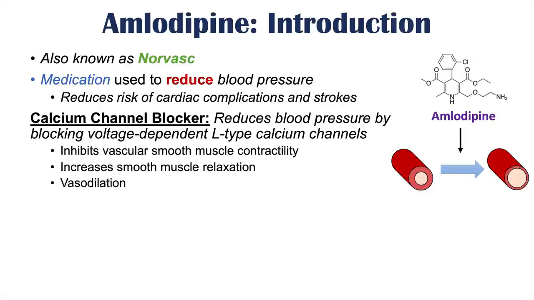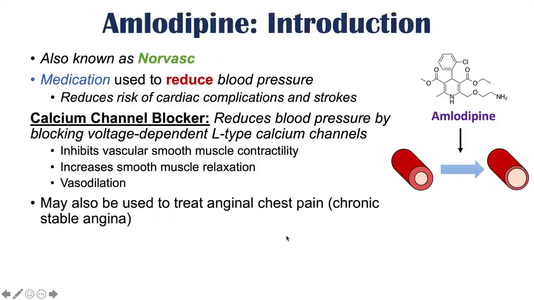So all of that really means is that it acts on your arteries and your veins to increase their diameter, so causes vasodilation, essentially lowering the blood pressure. So if there's not as much squeezing onto the blood inside the vasculature, there's going to be a lower blood pressure. And in doing that, it actually improves cardiac functioning. And not only is it used to reduce blood pressure, but it may also be used to treat anginal chest pain or chronic stable angina.